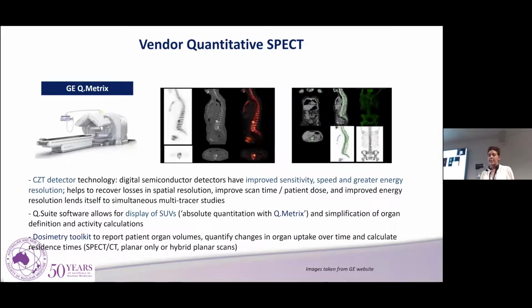The GE system differs in that it's using semiconductor technology, so it has the cadmium zinc telluride detectors. As a result, it has an improved sensitivity, and certainly this results in greater speed, and it also has an improved energy resolution over our traditional scanner setup. Once again, the reconstructed data is displayed in terms of absolute activity, and that can be translated into SUVs. I believe the GE software is also part of a broader dosimetry toolkit, which allows for very ready pushing of the data into time activity curves and derivation of residence times for absorbed dose measures as well.